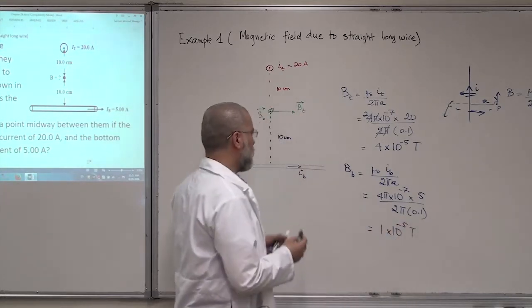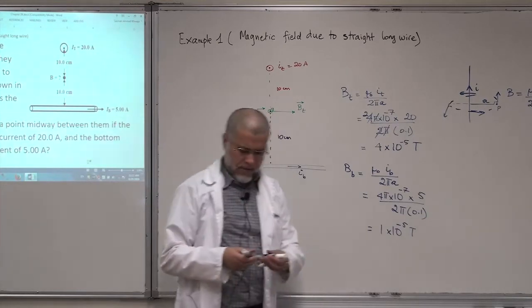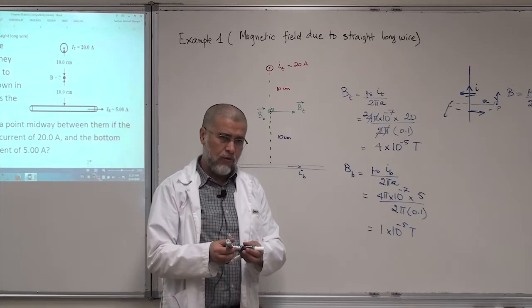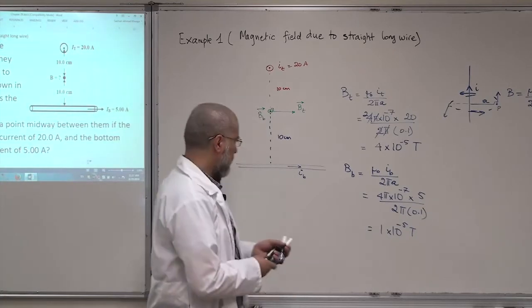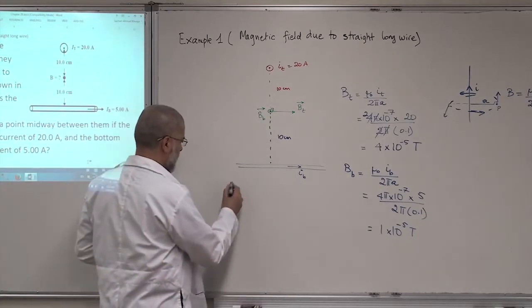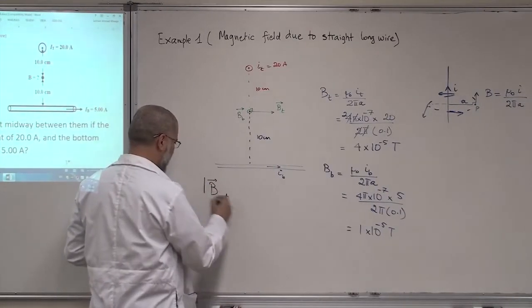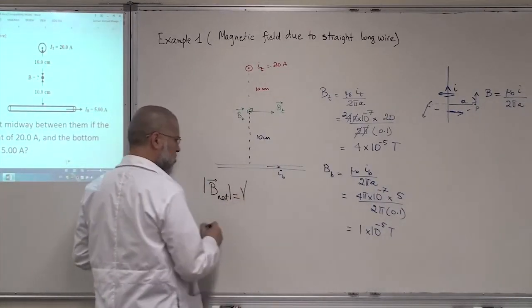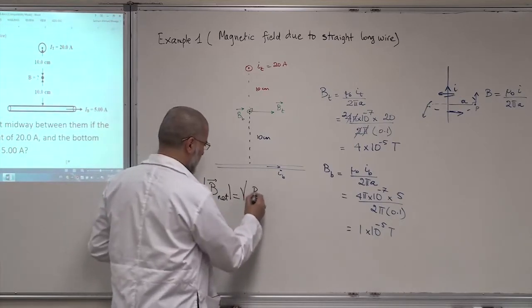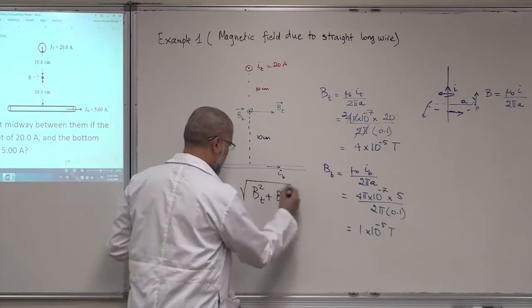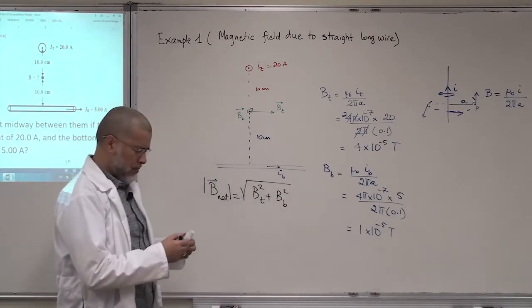That's the magnitude of these two magnetic fields. Now remember that these two magnetic fields are perpendicular to each other. So if I want to find the magnitude of the net magnetic field, B net will be just the square root, Pythagoras, okay? B top squared plus B bottom squared. That's how you do it, because they are perpendicular.